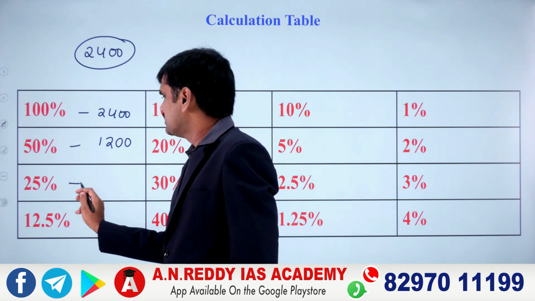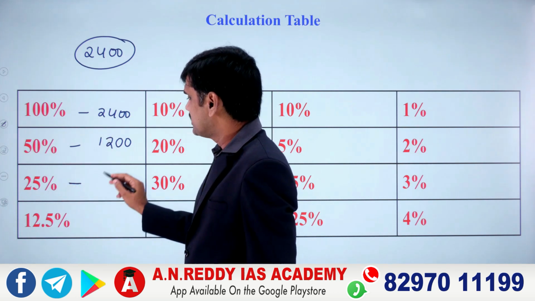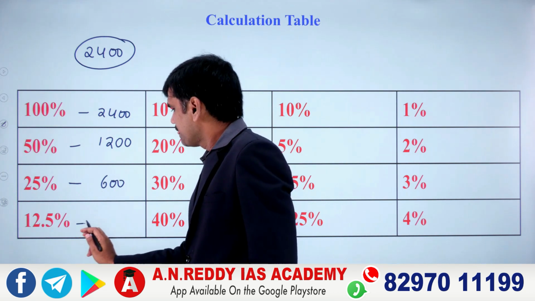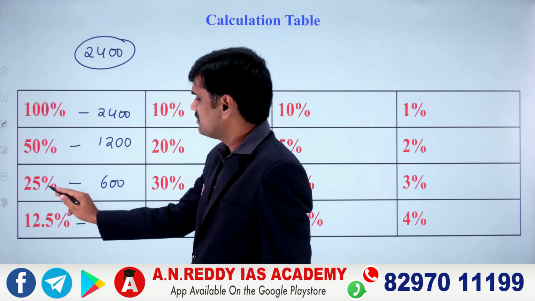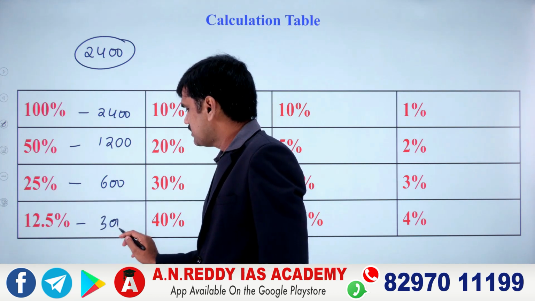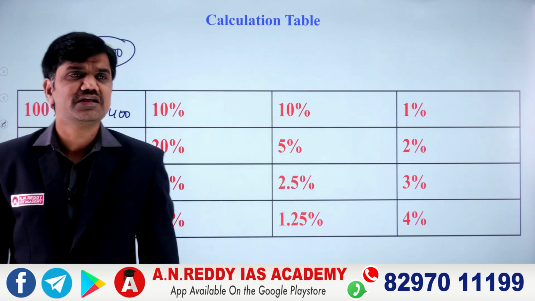Coming to 25%. Now I can utilize the same property. 25% means this is half of this. Take half of this one. That will give you how much, dear? 600. 12.5%. This is half of this. Take half of this. Hence it will be how much? 300. Sir, how will this table help me in getting the answer?